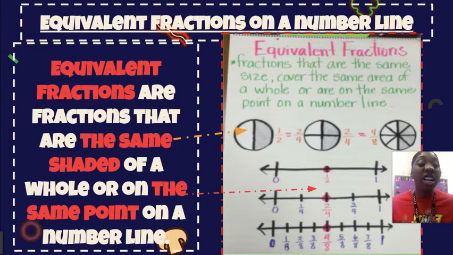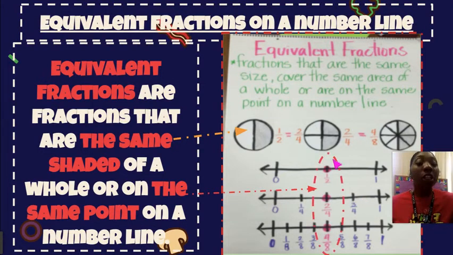When we look at a number line, we know that fractions are equivalent, or you got it, equal, if they are on the same point. So if we look a little bit closer here, we notice that 1/2 is on the same point as 2/4, which is lined up with the same point as 4/8. And so because all of these are in the same spot, then we know that they are equivalent fractions.